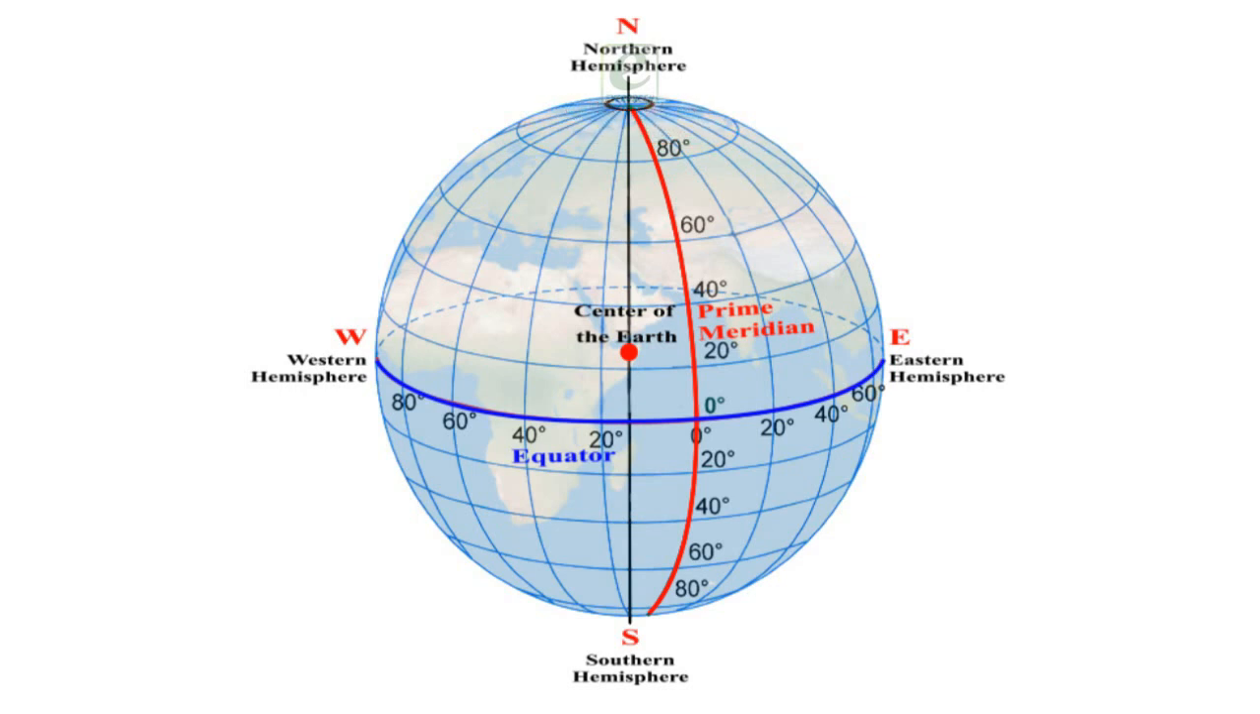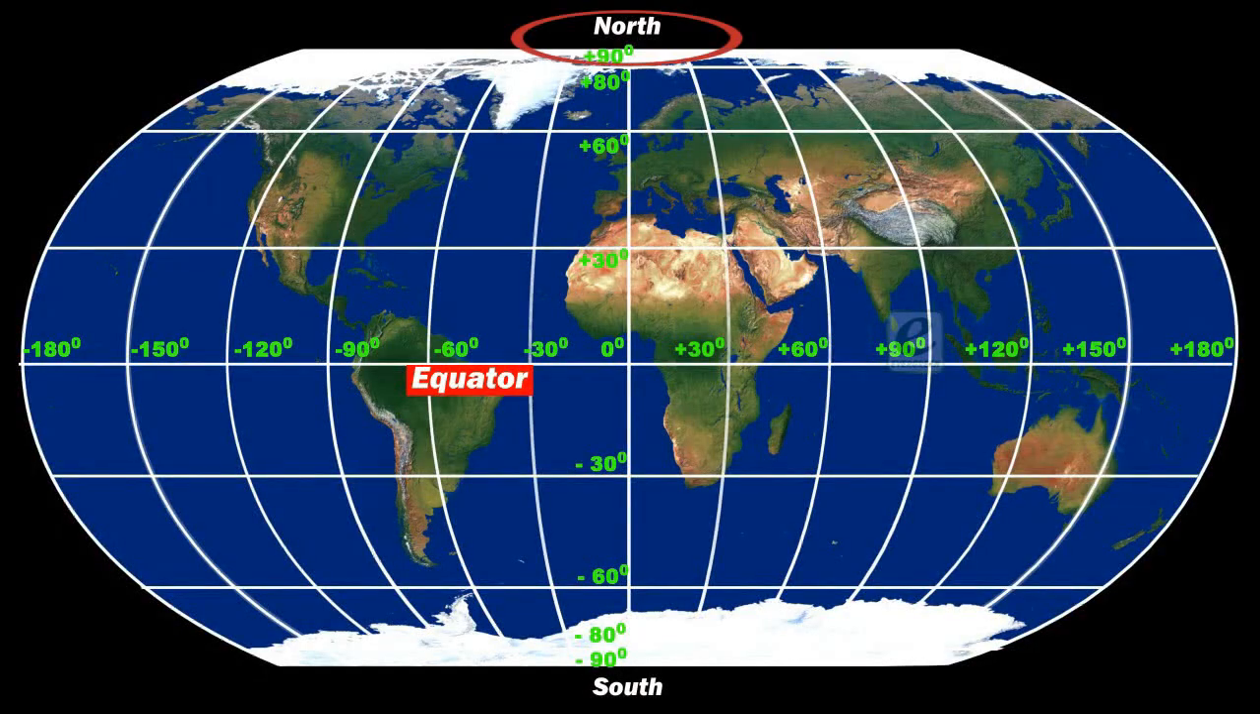Degrees of latitude are numbered from 0 degree to 90 degrees north and south. 0 degree is the equator. There are 90 lines of latitude in the northern hemisphere and 90 in the southern hemisphere. The North Pole is marked as 90 degrees north and the South Pole as 90 degrees south.